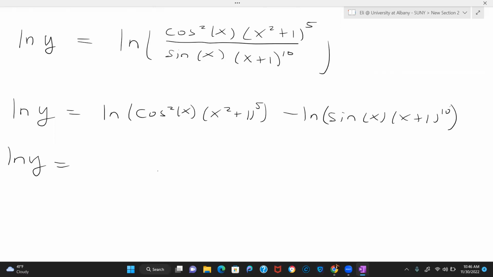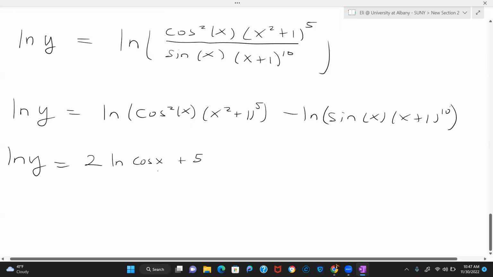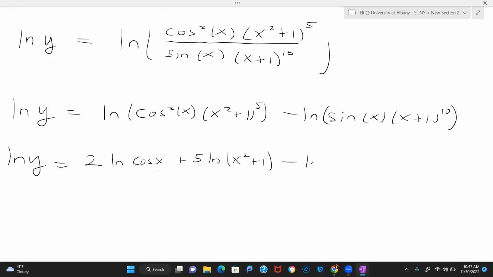All right, so now this becomes natural log of... I'm also going to, so we have cosine squared, so it's cosine to the second power, we have this fifth power, 10th power, so I'm going to write those as coefficients. So it's going to be 2 times the natural log of cosine x plus 5 times the natural log of x squared plus 1 minus the natural log of sine x, and then minus 10 natural log of x plus 1.